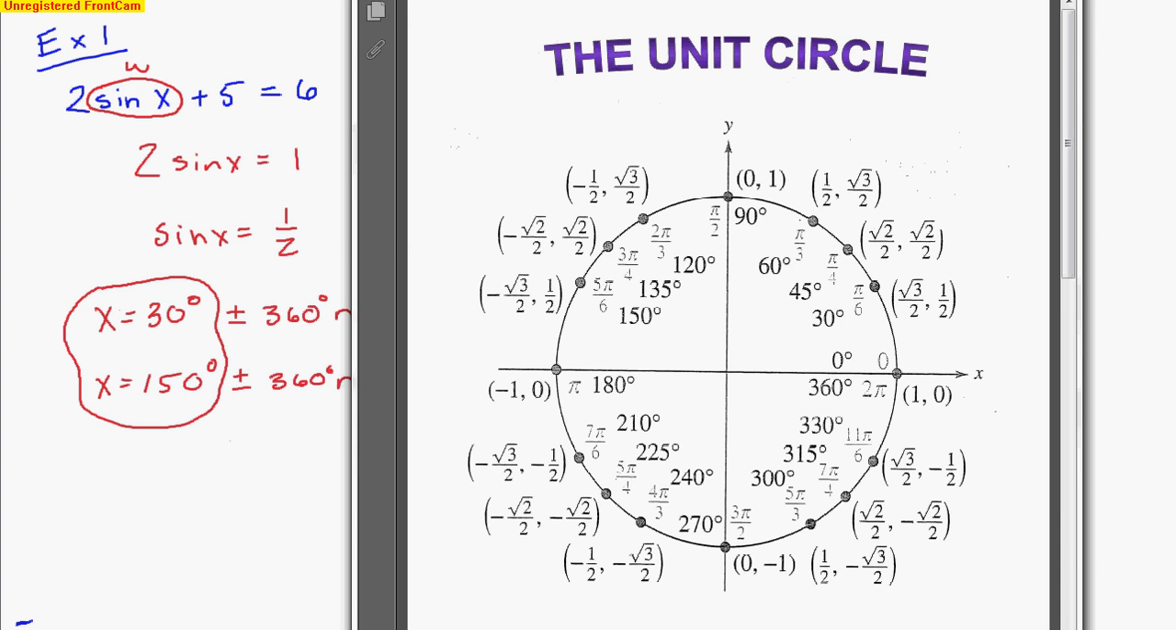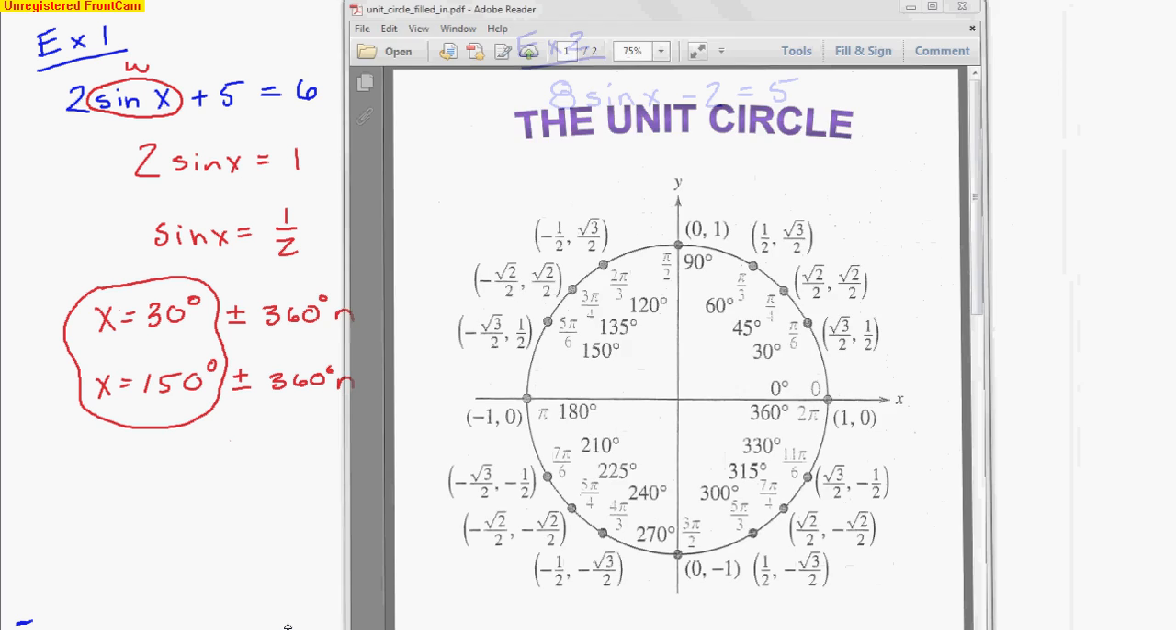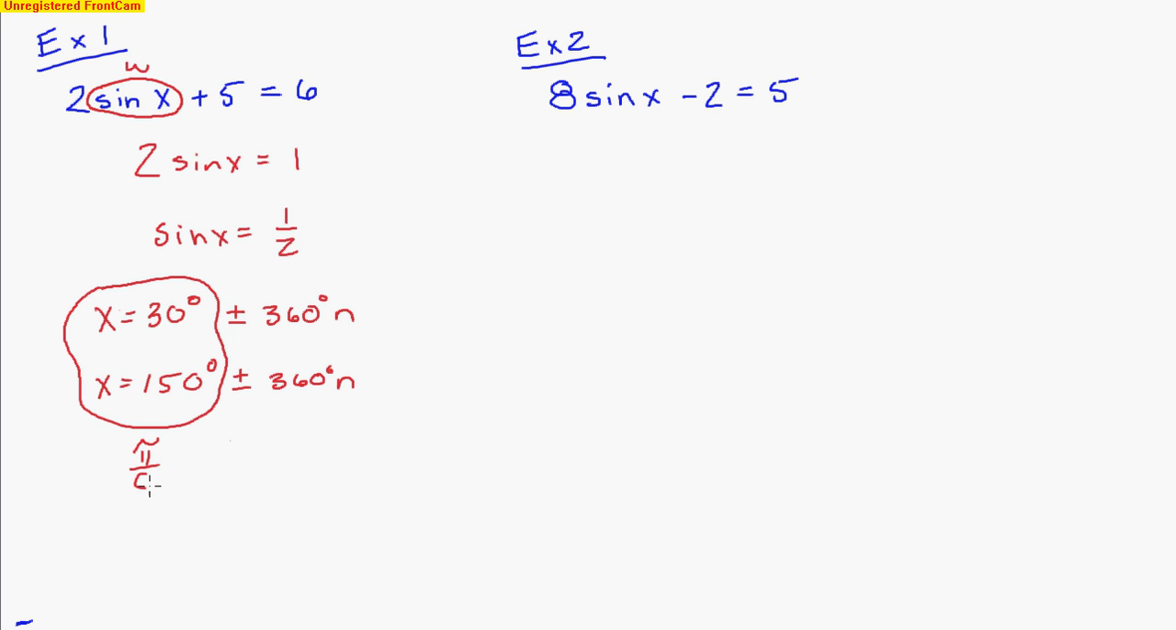Don't also forget about radians. You could be pi over 6 or 5 pi over 6. I don't want you guys to forget that sometimes you might get an answer that's in radians. You've got to read the question to know. Now let's take a look at this one over here.